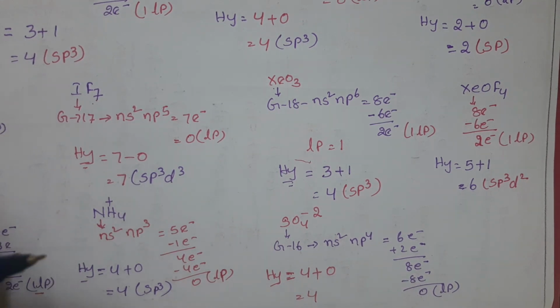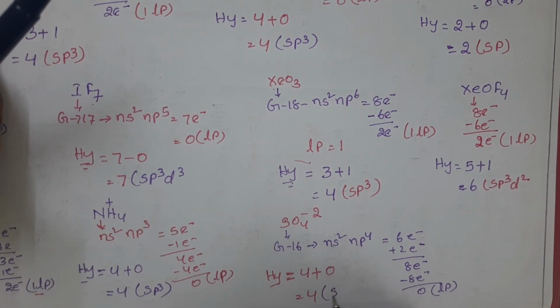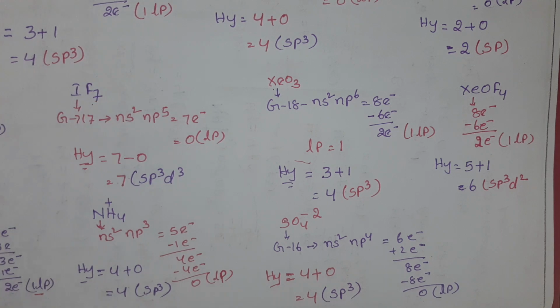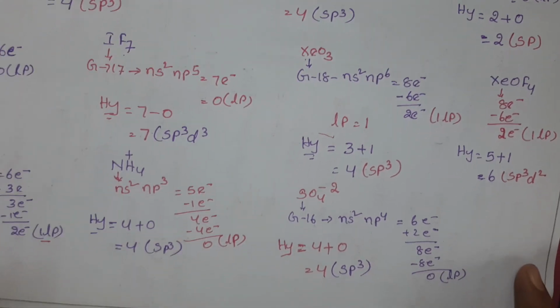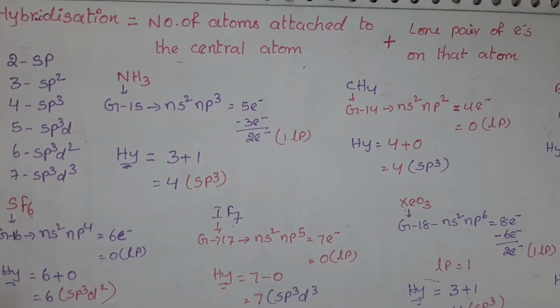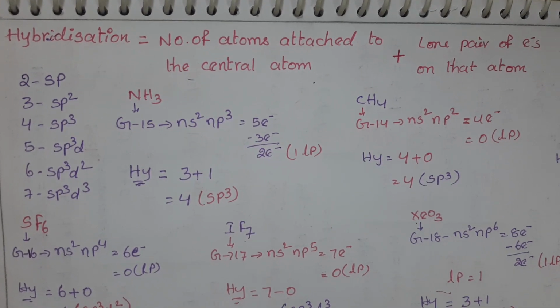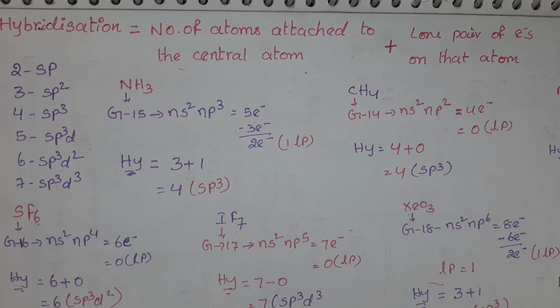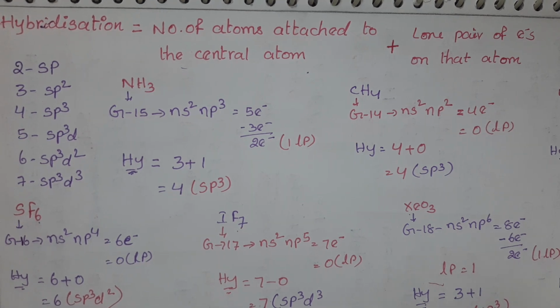It is nothing but 4. So hybridization is sp3. So in this way we can calculate the hybridization of any element in any compound. We can calculate the hybridization easily. I think this is a very easy trick for finding hybridization.